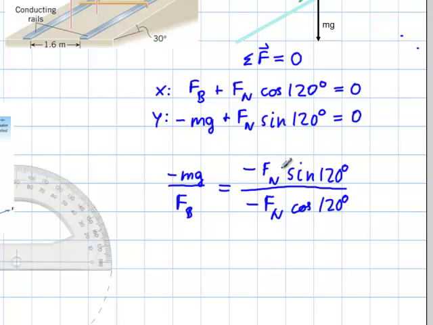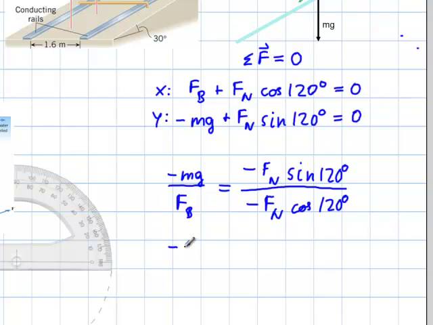Now the Fn divides out, which is good because they're not asking for what the normal force is. This one here is going to be a number. This one is given in the problem. Of course, we know that acceleration due to gravity is 9.8, and we would get the magnetic force. Well, that's not what they're asking for, but the magnetic force is simply expressed as the electric current times the length of the rod times the magnetic field times the sine of the angle between the current and the magnetic field. So that's what I'm going to write down.